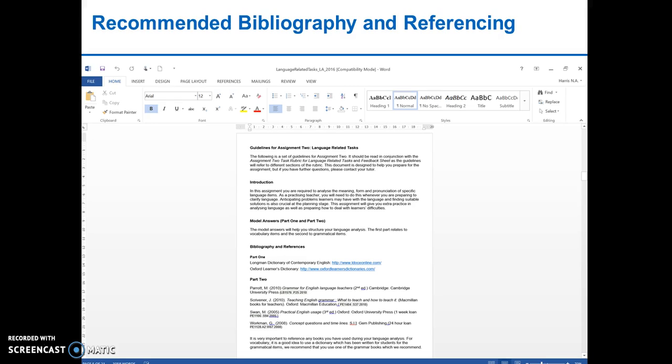vocabulary, this is the 2 learner dictionaries that I've already mentioned to you. And again, I'll stress the fact that they are available online as a website and that they are free. So that's the Oxford Learner's Dictionary and the Longman Dictionary of Contemporary English.